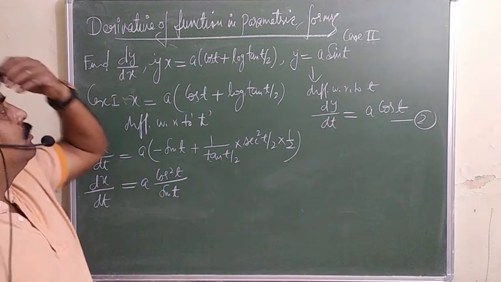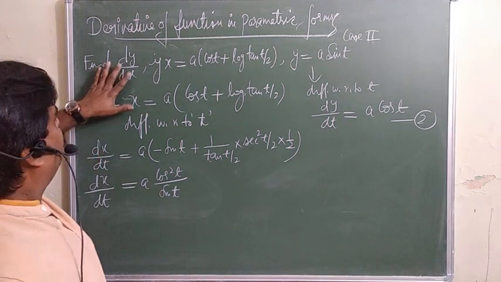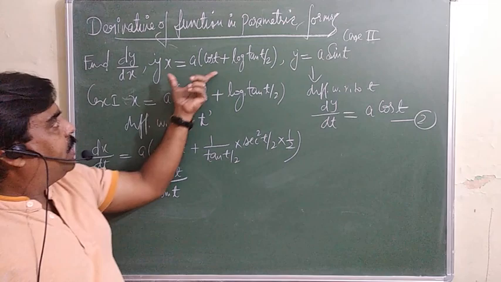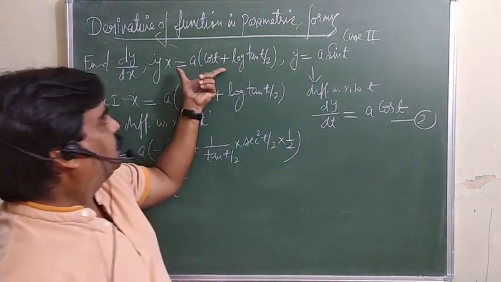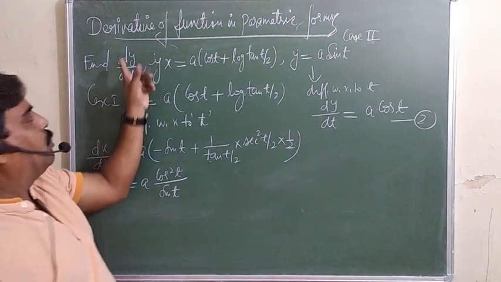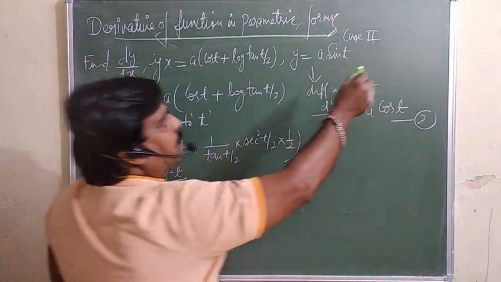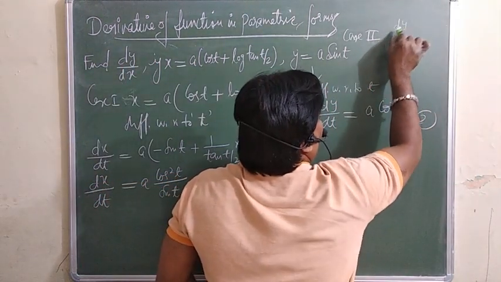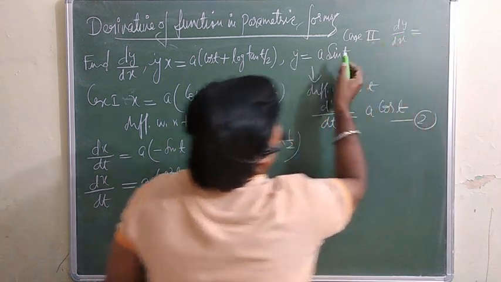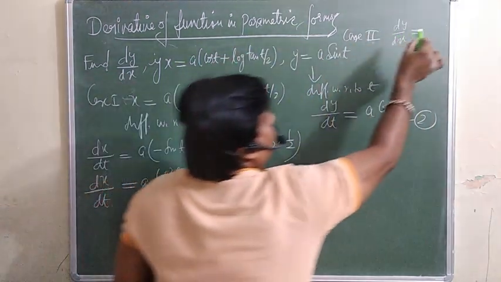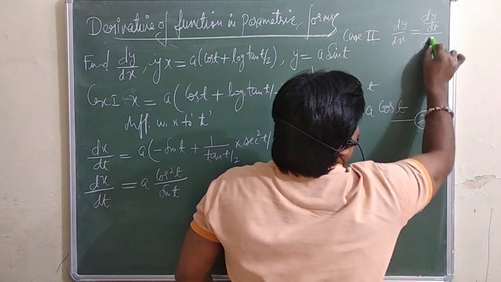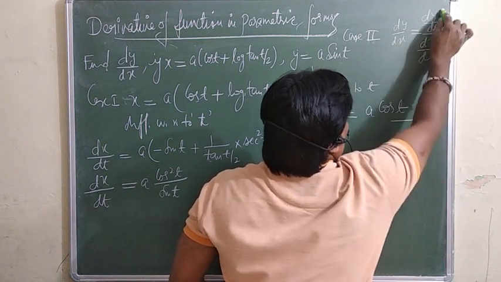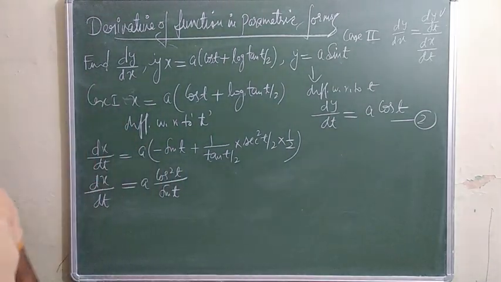Yes, now the question is you have to find dy over dx where y is given in terms of t and x. This y is here and this is your x. We are interested in dy over dx. So same as before, dy over dx you want to calculate, and these two functions are given in terms of t. So what do we have to do? dy over dt divided by dx over dt. So you have to calculate dy over dt and dx over dt separately.